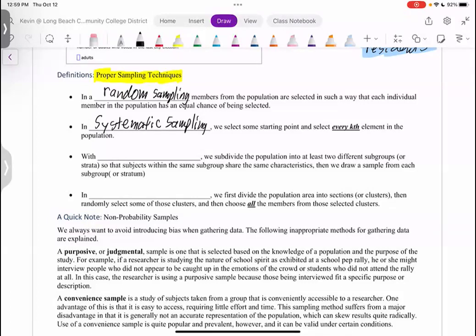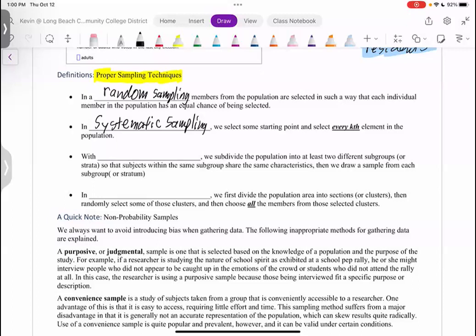Systematic sampling, we select some starting point and then select every kth element in the population. This would be, for example, there's a crowd of people and I start with one person and I count 1, 2, 3, 4, they're in. 1, 2, 3, 4, they're in. Yeah, so that's what they mean by kth. So maybe we need every 12th person or whatever it is that we're doing.